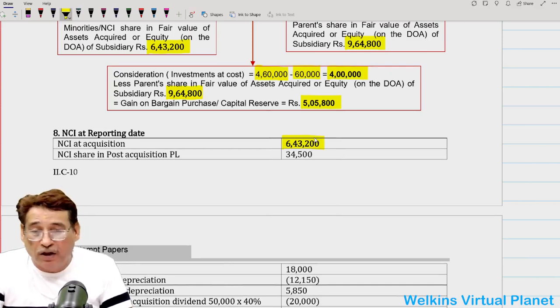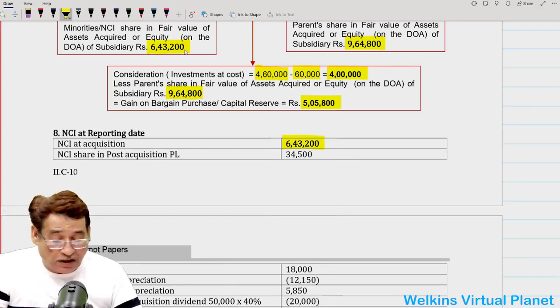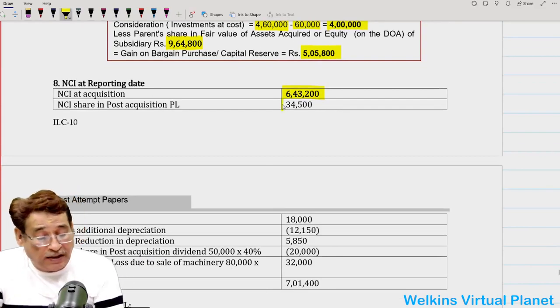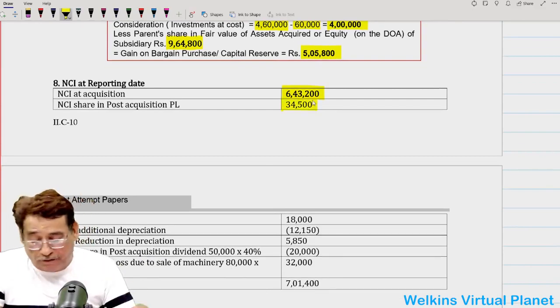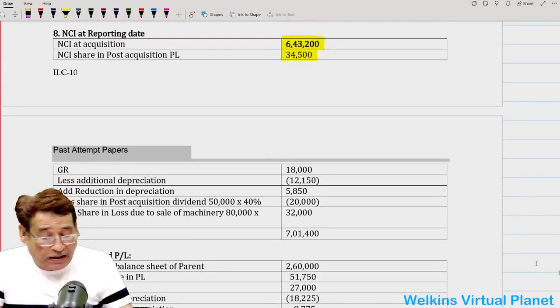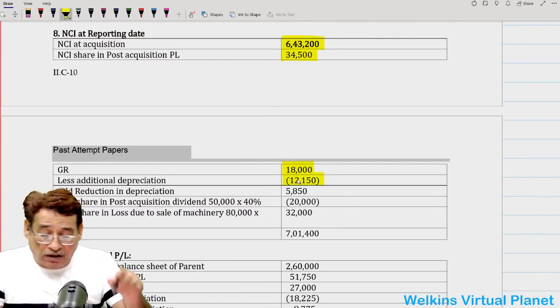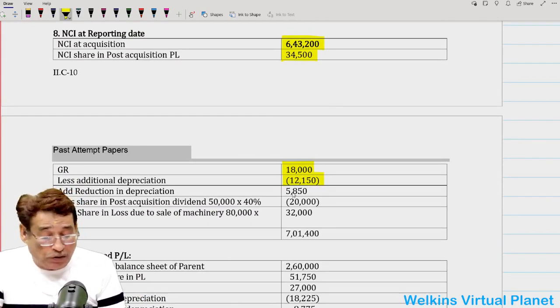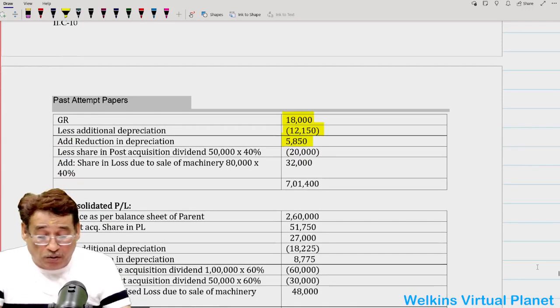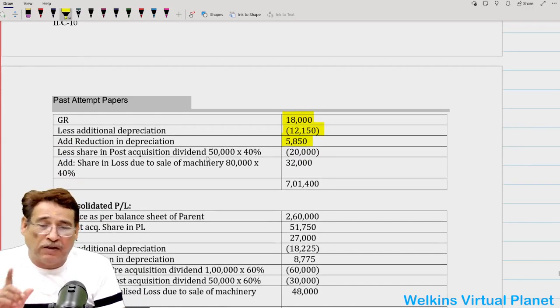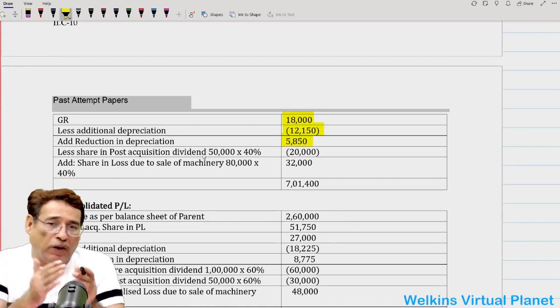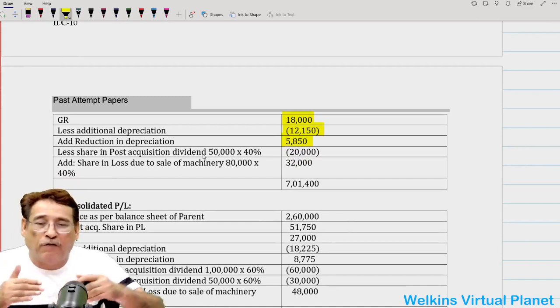We have just computed, correct? This is the share of NCI in the net assets. Now, share of NCI in the post-acquisition profit is 34,500. Similarly, share of NCI in the general reserve is 18,000. Share of NCI in the additional depreciation, correct, in the post-acquisition additional depreciation is this much. Share of NCI in the post-acquisition reduction in depreciation 5,850. And I told you, as far as post-acquisition dividend is concerned, that is added to during the year profit, and respective share of holding and minorities will be subtracted from their interest.